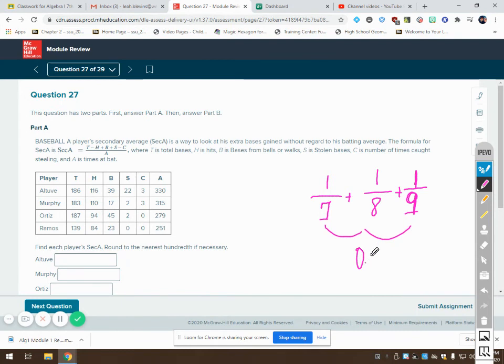This is 0.125. This is a little bit bigger. I don't know exactly what it is. 1 divided by 7 is 0.14. And 1 divided by 9 is 0.11. You can see this is getting smaller and smaller as it goes. Think about 1/2, or 0.5. That's way up there. So the more times that he goes to bat that doesn't get on a base, the worse his average is going to be.